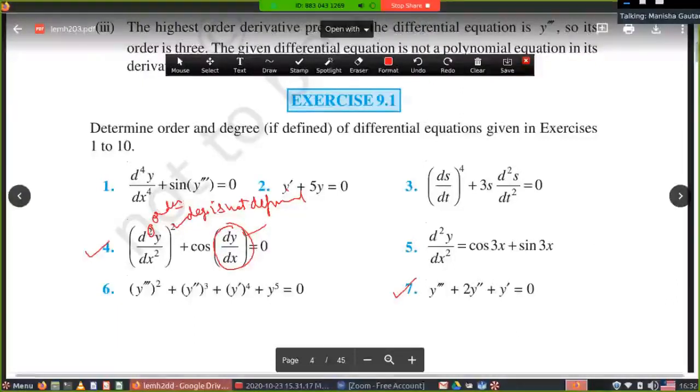Let's see the 7th question. The third derivative is there. Order is 3 and degree will be 1. Okay. Like this, you can try the questions of exercise 9.1.